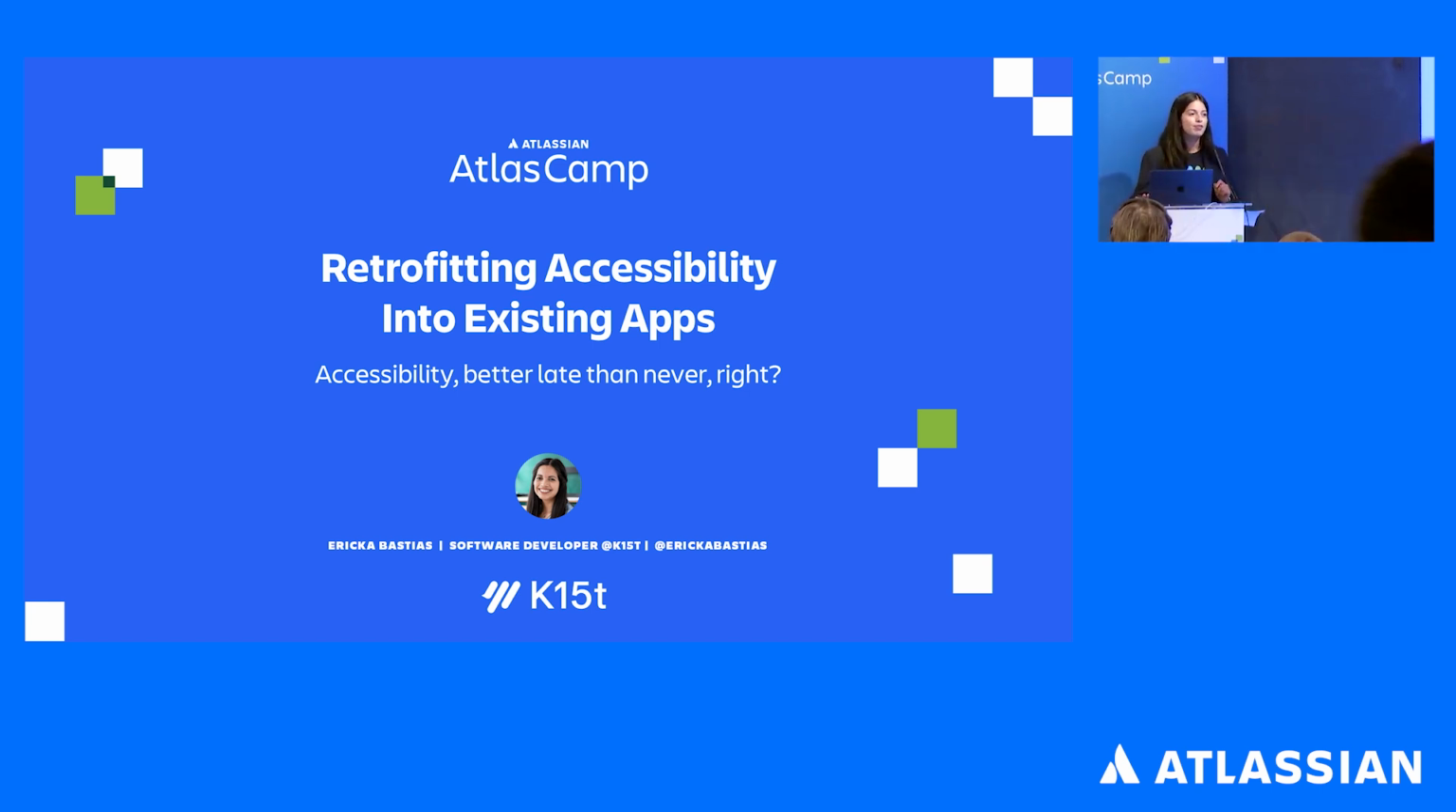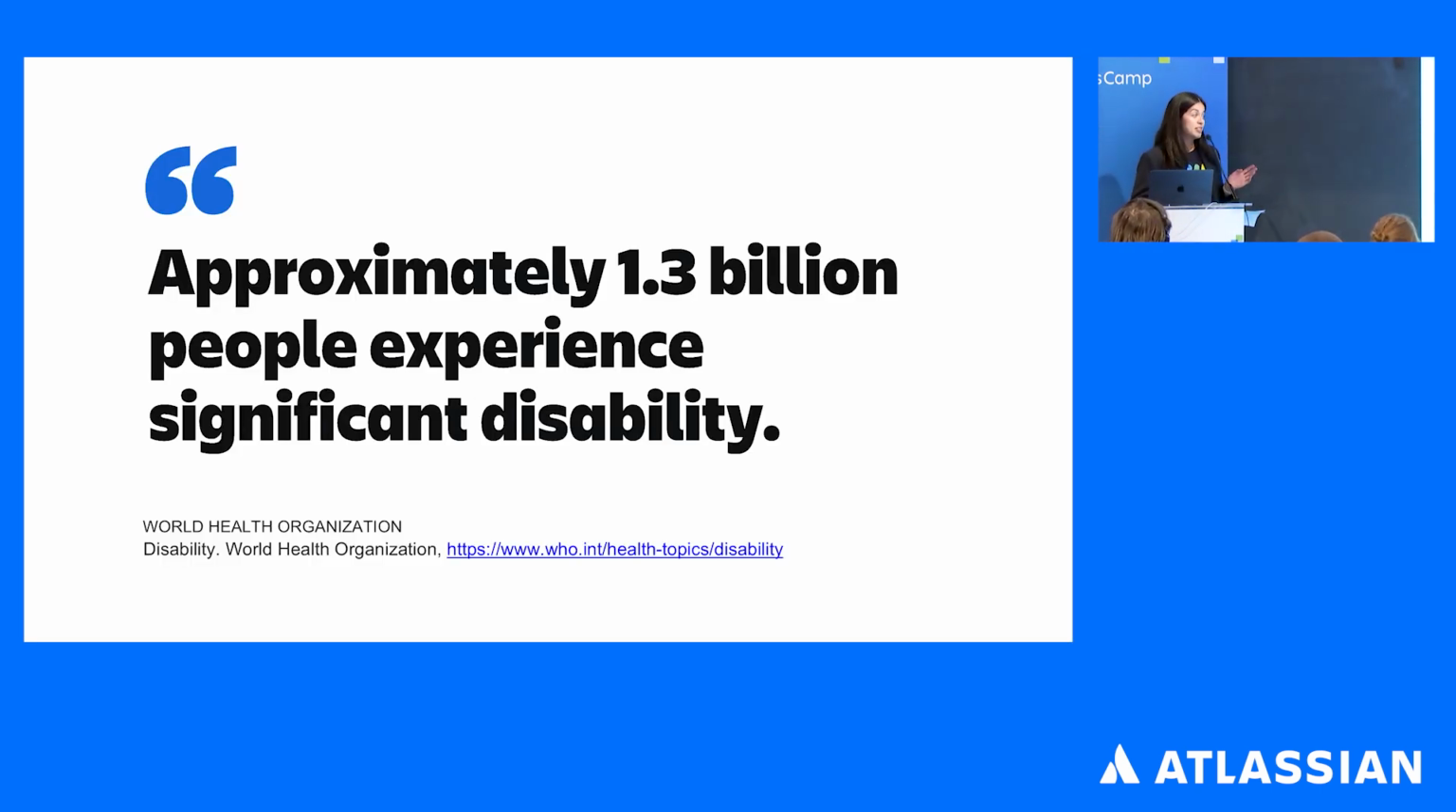But before we start talking about how we did it at K15t, let's talk about why we did it. Accessibility is the right thing to do. There's no way around it. If you want an inclusive app with good design, then it has to be accessible to different needs. Also, becoming accessible expands your user base by quite a lot. Actually, by 1.3 billion, a lot, because 1.3 billion people in the world experience significant disability. This means around 60% of the world's population.